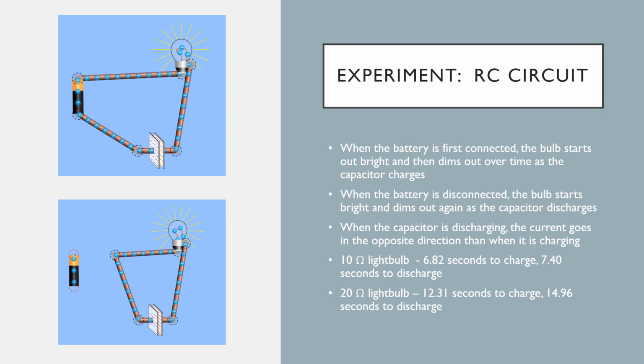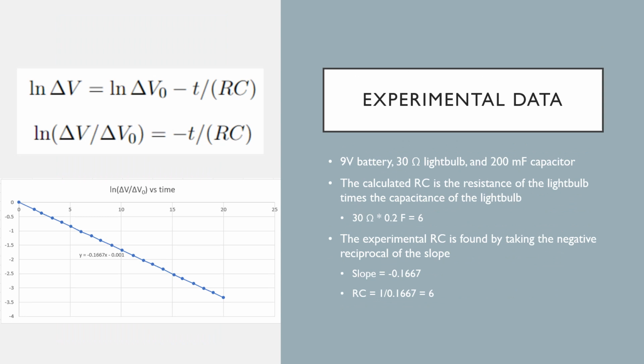For the 10 ohm battery, I calculated that it took 6.82 seconds to charge and 7.4 seconds to discharge. For the 20 ohm battery, it was 12.3 seconds to charge and 14.96 seconds to discharge. This is the data from the circuit with the 9 volt battery, 30 ohm light bulb, and 200 microfarad capacitor.